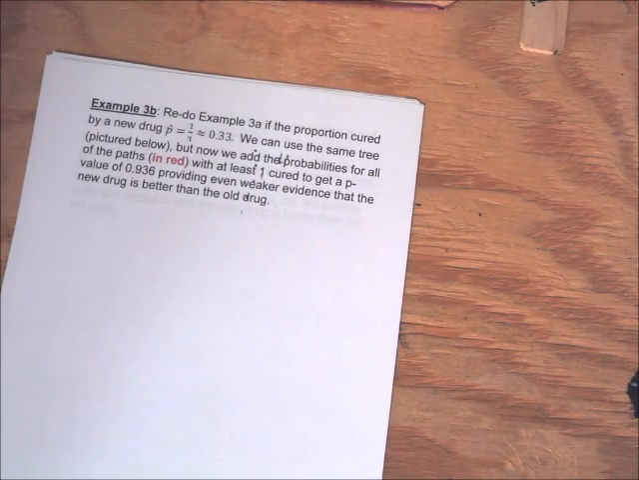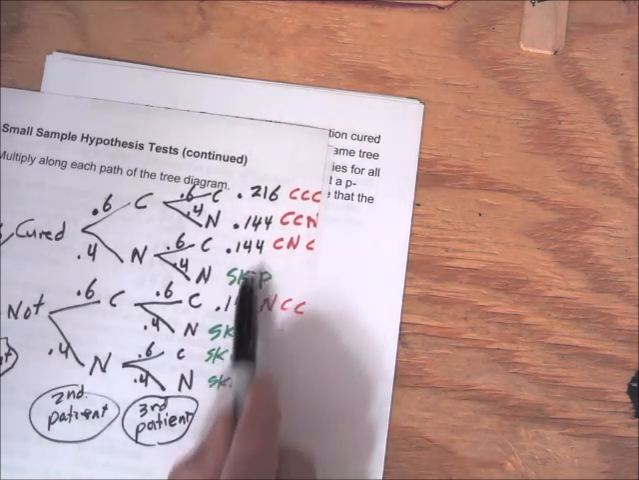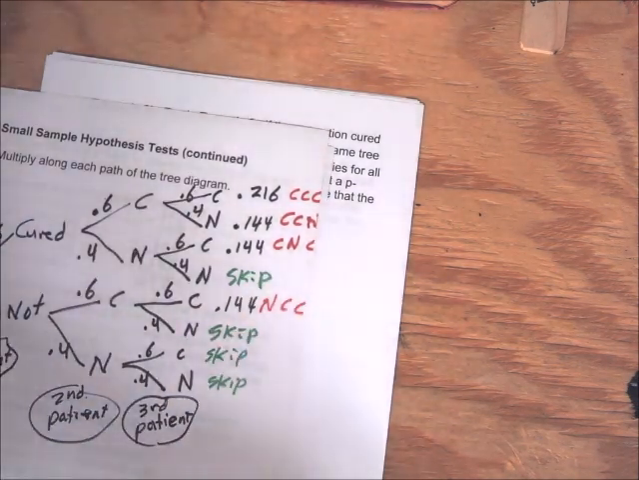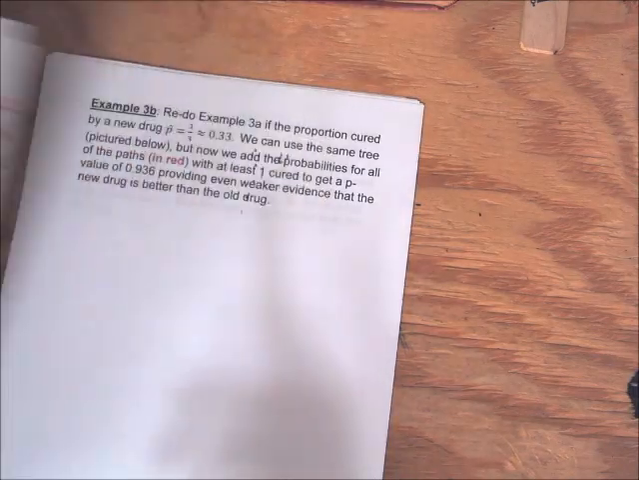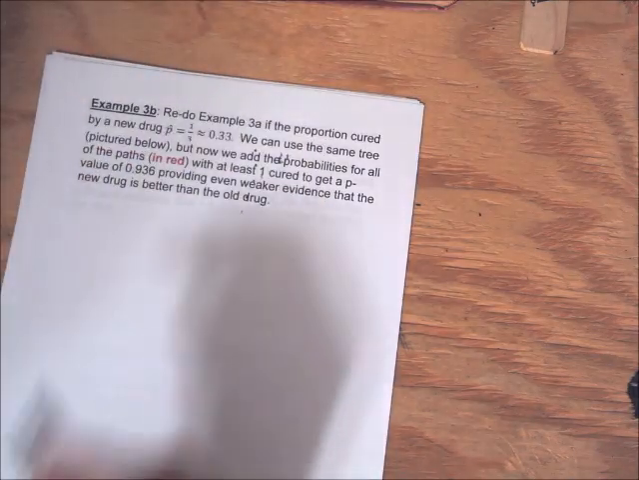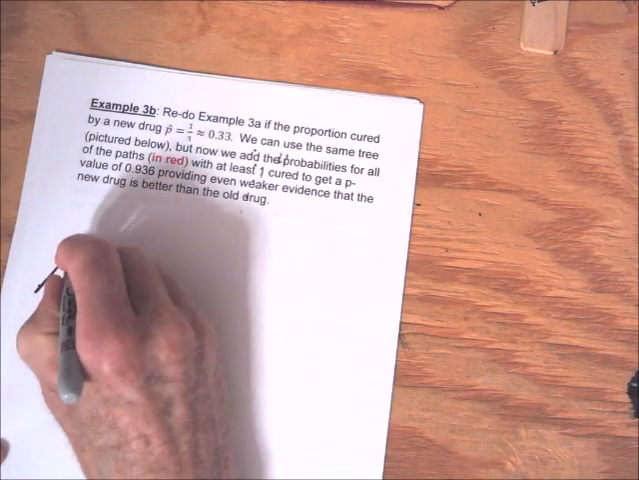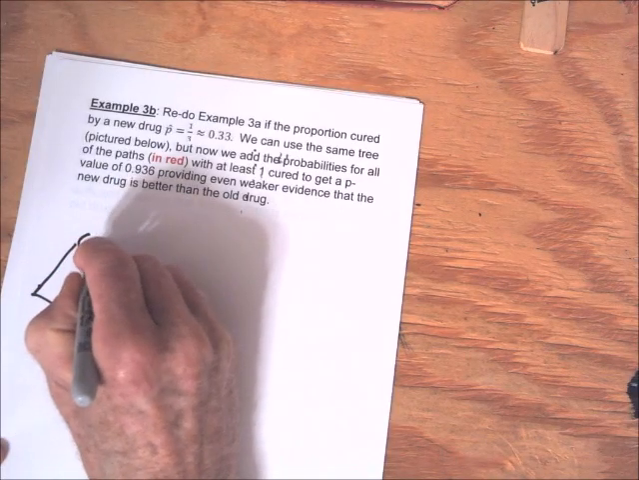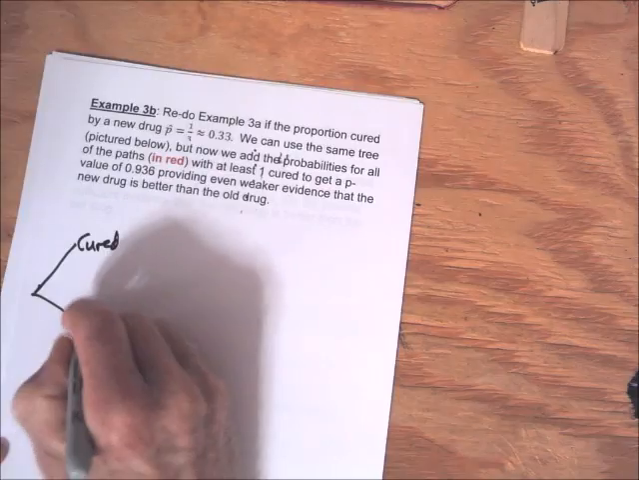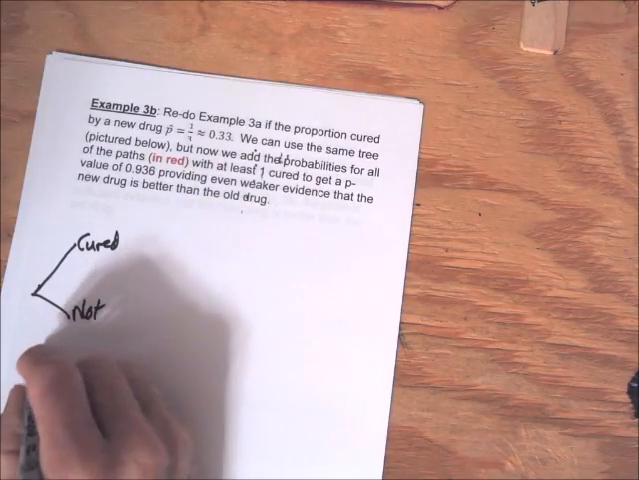Let's redo example 3a if the proportion cured by a new drug was 1 out of 3. Okay, so it's basically going to be the same tree, except now we want the paths where at least one was cured. So again, it's basically the same tree we had before. Cured, not. That's the first patient.